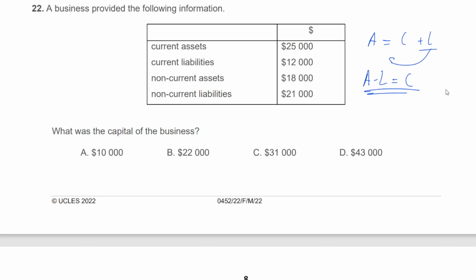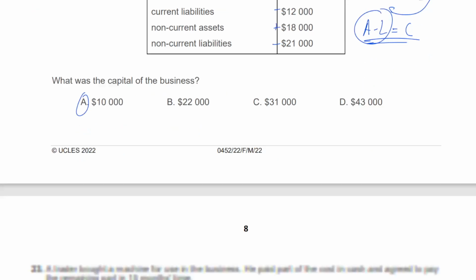So simply do assets, 25,000, plus 18,000, minus 12,000, minus 21,000. 10,000 is your capital, that's all. So add this, subtract this, add this, subtract this. Okay, add all the assets, subtract the liabilities, just like this.